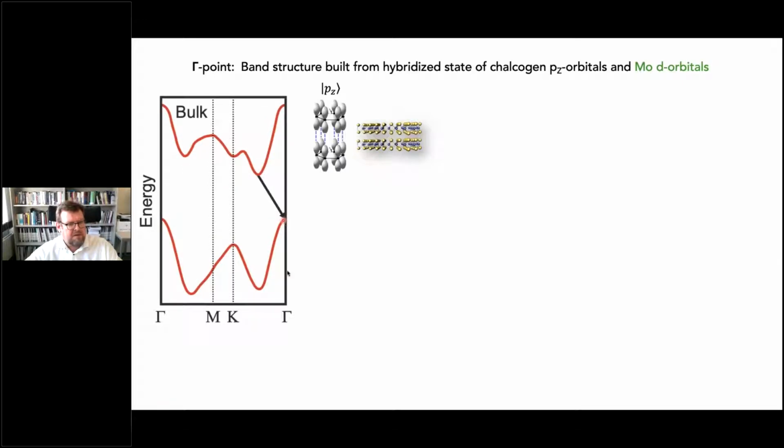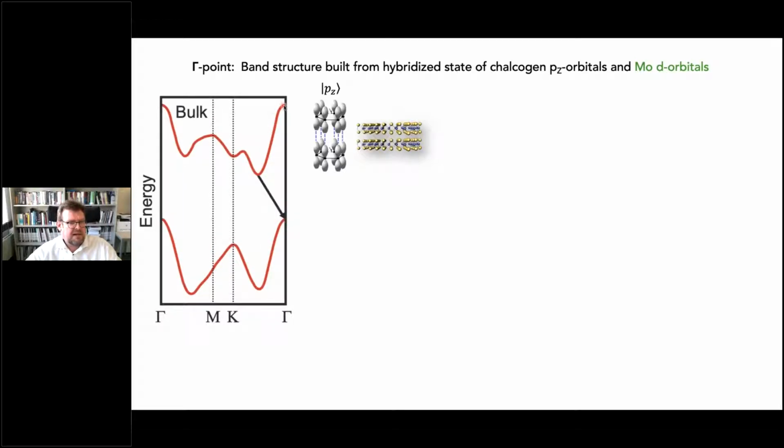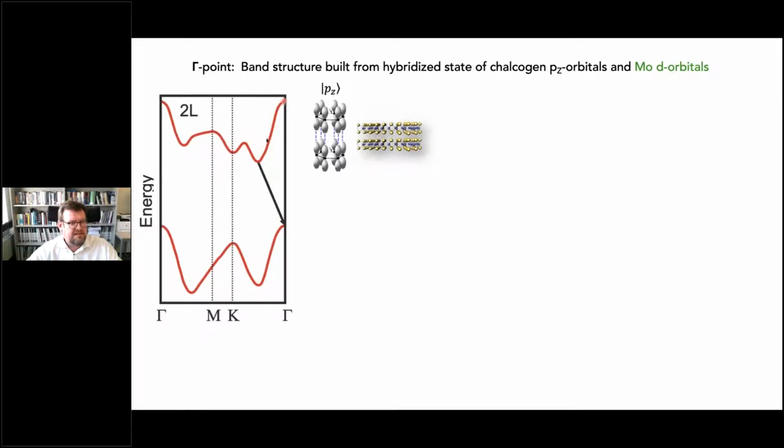So look at the gamma point. That's k equals 0. You see the valence band goes down a little bit when I go to 2 layers. And if you look here at the conduction band, you'll see that the conduction band doesn't do much, but here at other points in the band structure, the band minima kind of realign themselves. And the reason for this is that at the gamma point, the band structure is mostly built from hybridized pz orbitals of the, let's say, the chalcogen atoms in the crystal.